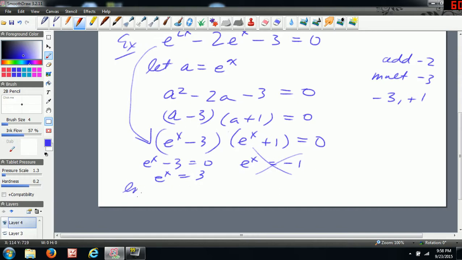So over here we just take the ln of both sides. So x is equal to ln of 3, which is equal to 1.1. That's your solution to this question. Okay.